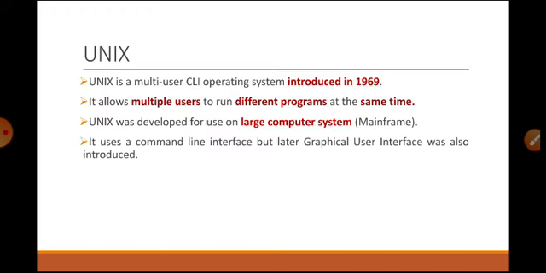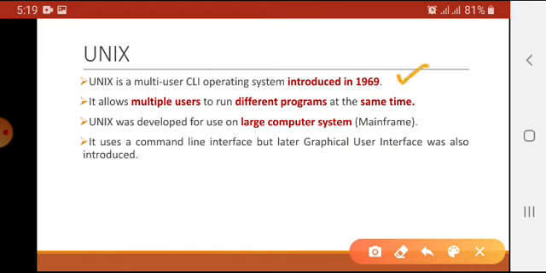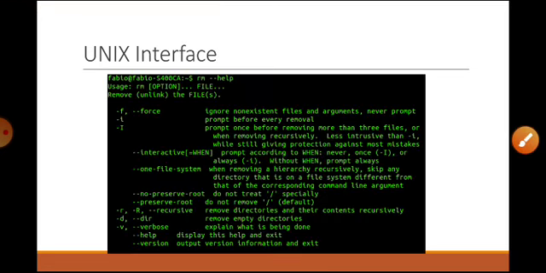The second type of operating system that uses command line interface is Unix, and Unix was also an old operating system. It was introduced in 1969, but it is different from DOS because it allows different programs at the same time with multiple users. So basically in the very beginning phases of Unix, it was introduced as command line, but later on its graphical user interface was also introduced. This is the interface of Unix operating system.